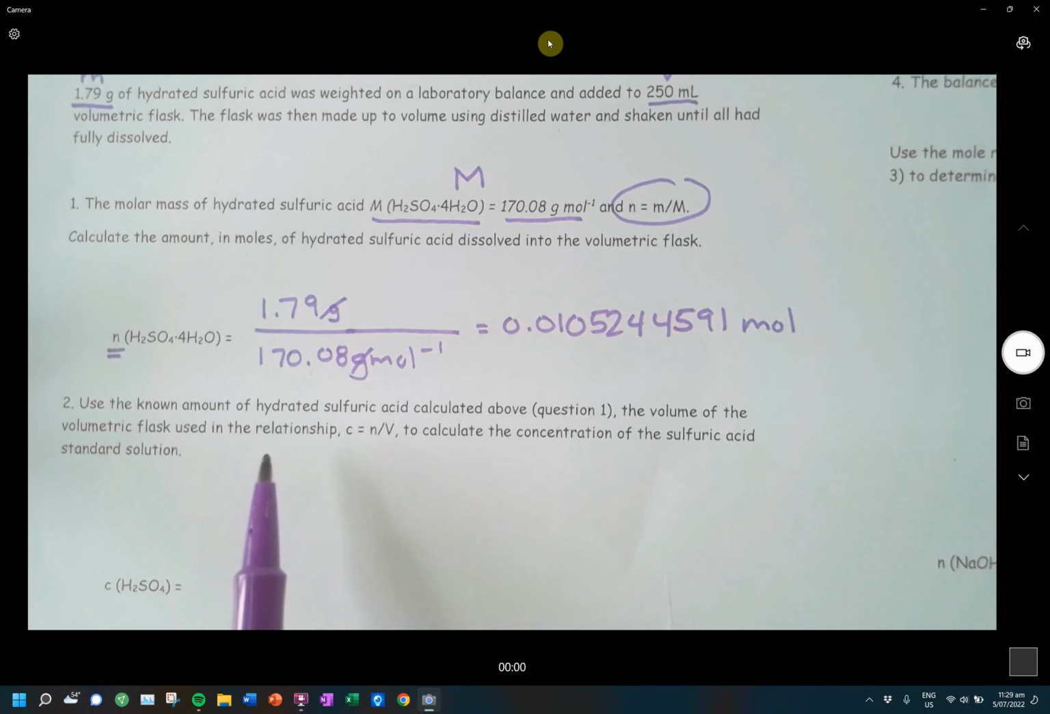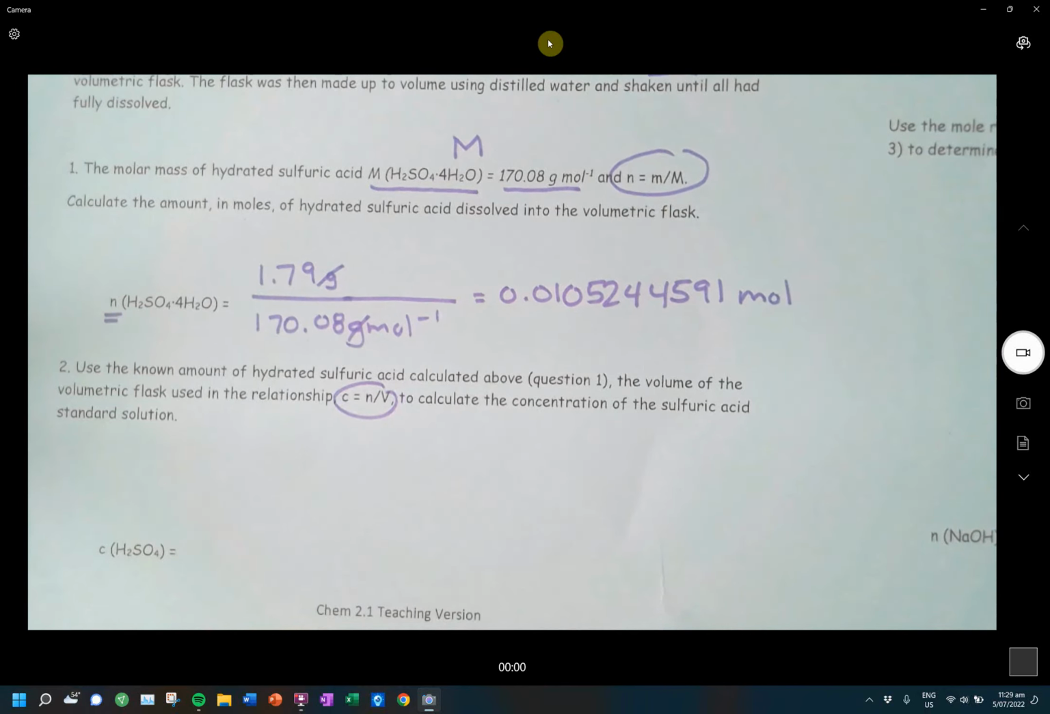And now that I know my n value, I'm going to calculate the concentration. And again, they've given me the equation. So the concentration for sulfuric acid.